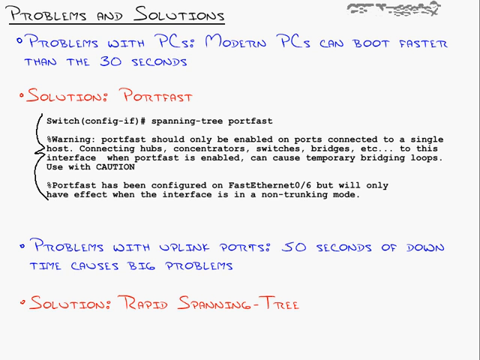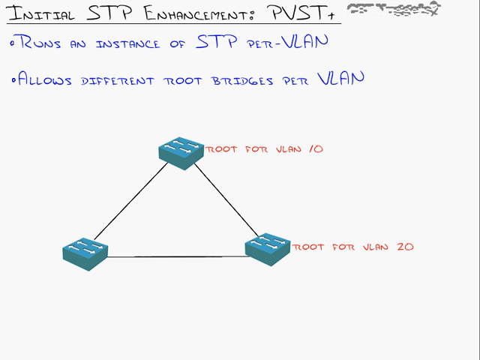The solution to that issue is the new version of spanning tree, Rapid Spanning Tree. Now, before we get into what Rapid Spanning Tree is all about, let's first talk about the initial enhancement that Cisco made to the normal spanning tree protocol. What Cisco created was a different version called PVST.